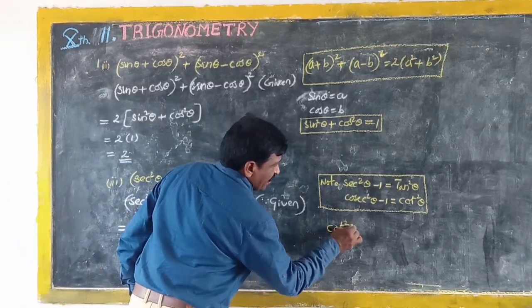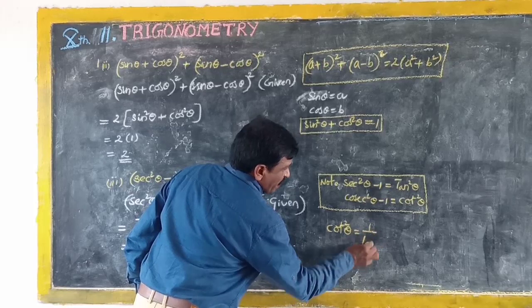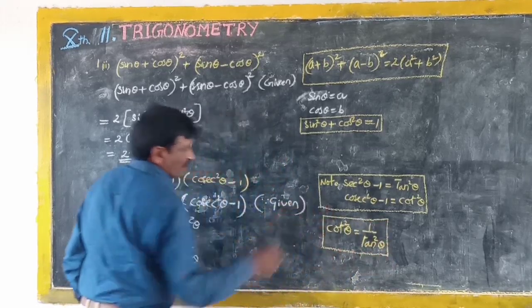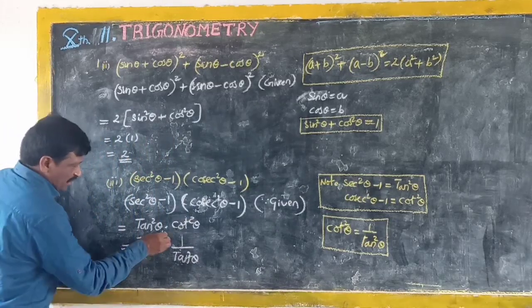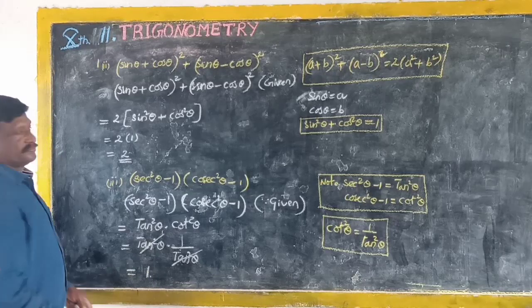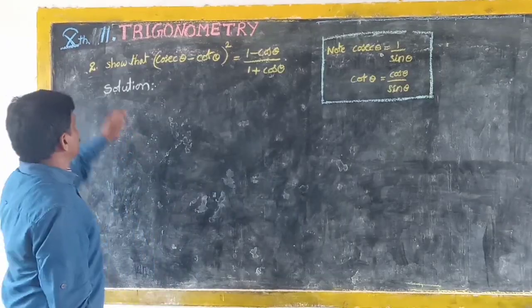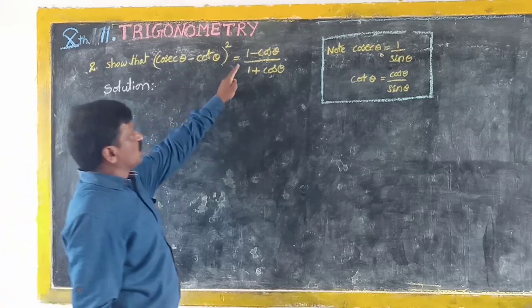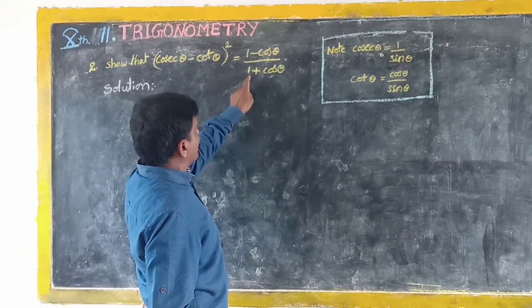Cot square theta is equal to 1 by tan square theta. So tan square theta goes to 1. Next sum: prove that (cosecant theta minus cot theta) whole square is equal to (1 minus cos theta) by (1 plus cos theta).